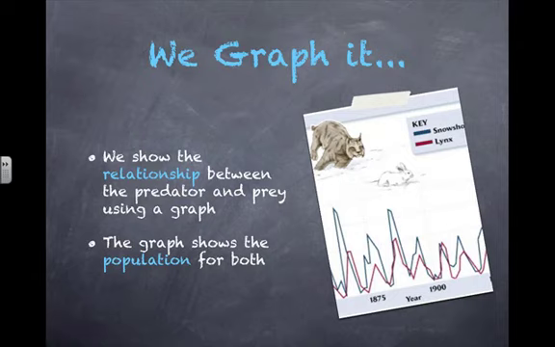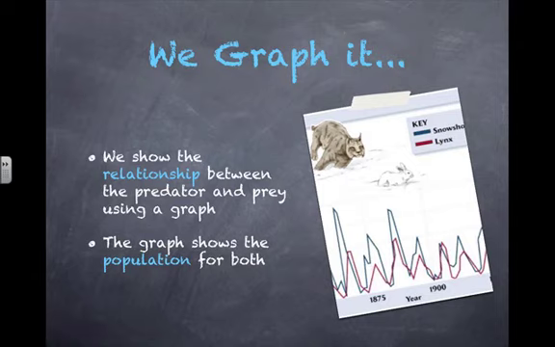We graph it. We show the relationship between the predator and prey using a graph. The graph shows the population for both. So you can see here, the blue line is the snowshoe hare, and that's our herbivore. This guy eats only plants. And you can see all of a sudden, in the early 1800s, there's a whole bunch of food for that snowshoe hare, and so the blue line increases or goes way up in number. And you can see shortly after, the red line starts to increase as well. And that's our lynx, because all of a sudden, the lynx has more prey to eat.